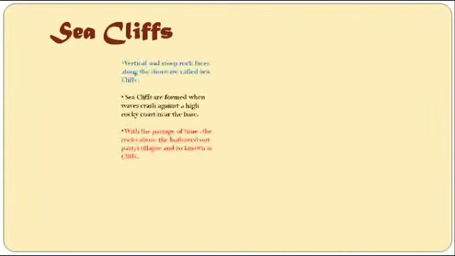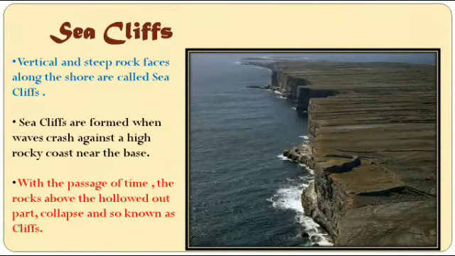Next is cliffs. These are the different features of natural beauty which we are going to see. One of the images you are seeing here is a sea cliff. Cliff means the edge, the shore area. Vertical and steep rock faces along the shore, facing the seaside, are called cliffs. Sea cliffs are formed when waves crash against a high rocky coast near the base. With the passage of time, the rocks above the hollowed part collapse, and are known as cliffs.